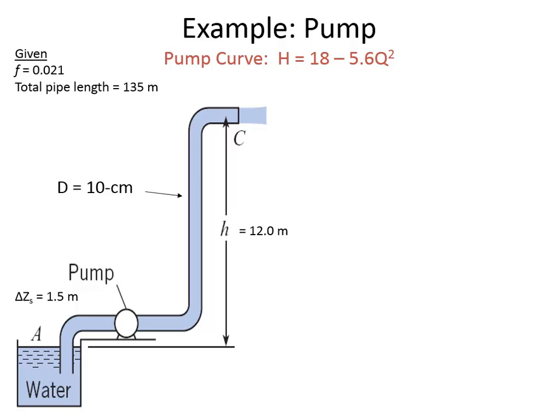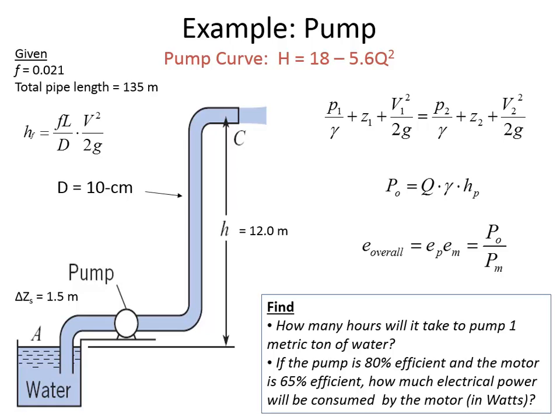So let's just get a little bit more practice on this. We want to find out how long it's going to take to pump a metric ton of water. How many hours? In other words, we're going to have to find the flow rate, and then once we know the flow rate, find out how long it would take to pump that metric ton. And then the second part of this example, we'll take a look at the implications of efficiency.